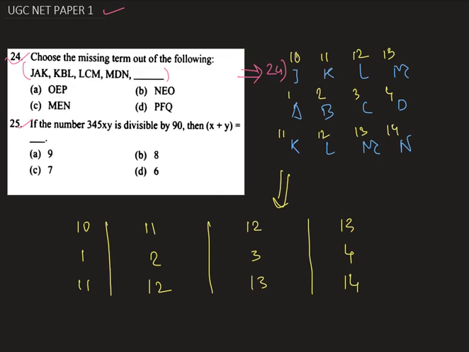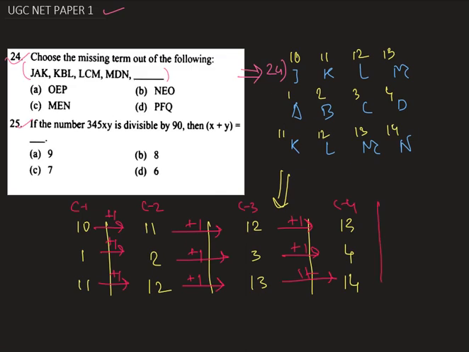We can see the pattern here. If we add plus 1 to each of the numbers of column 1, we get column 2. If we add plus 1 to each of the numbers of column 2, we get column 3, and similarly if we add plus 1 to each of the numbers of column 3, we get column 4.